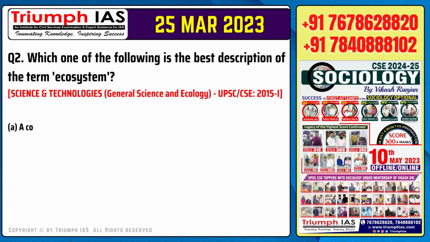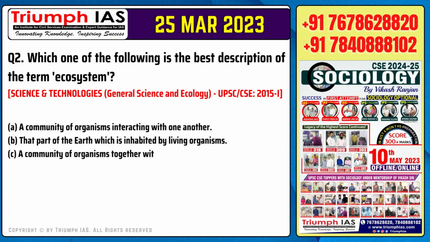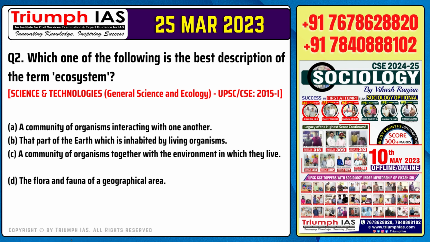Question number 2. Which one of the following is the best description of the term ecosystem? Option 1. A community of organisms interacting with one another. Option 2. That part of the earth which is inhabited by living organisms. Option 3. A community of organisms together with the environment in which they live. Option 4. The flora and fauna of a geographical area.